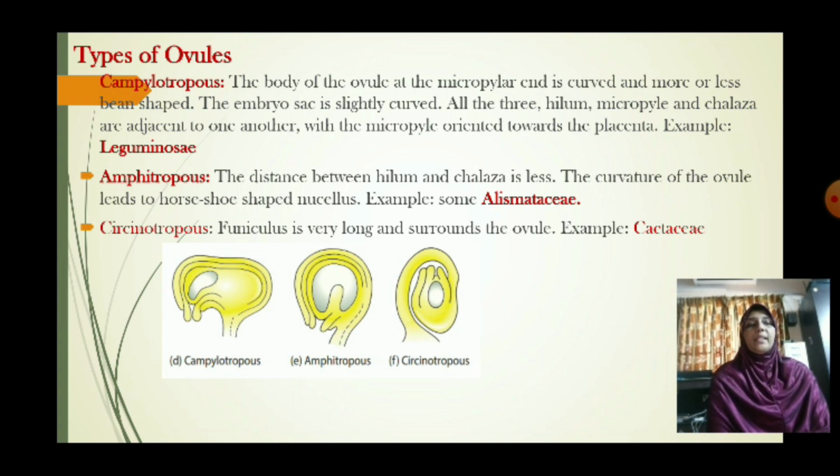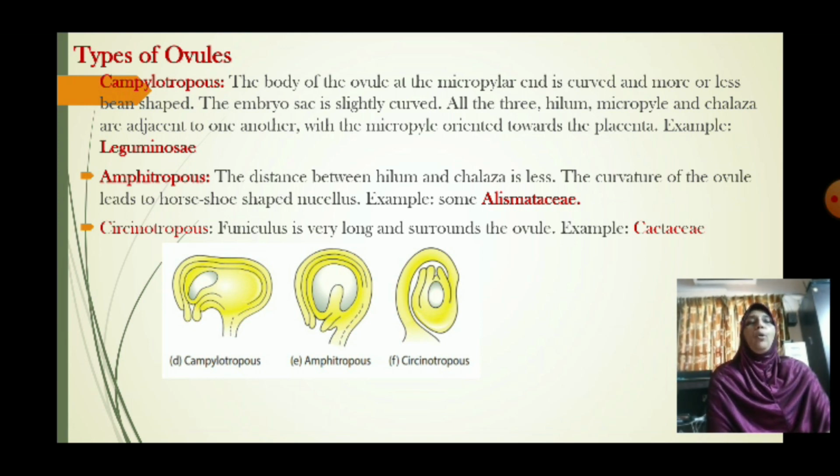The next one is amphitropous. The distance between hilum and chalaza is less here. The curvature of the ovule leads to a horseshoe-shaped nucellus. Example, the family members of Alismataceae. Circinotropous: here the funiculus is very long and surrounds the ovule. The family members of Cactaceae possess this type of ovule.